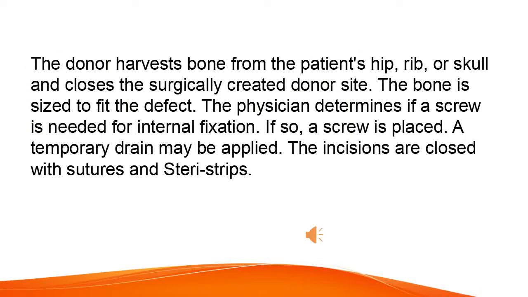The donor harvests bone from the patient's hip, rib, or skull and closes the surgically created donor site. The bone is sized to fit the defect. The physician determines if a screw is needed for internal fixation. If so, a screw is placed. A temporary drain may be applied. The incisions are closed with sutures and strips.